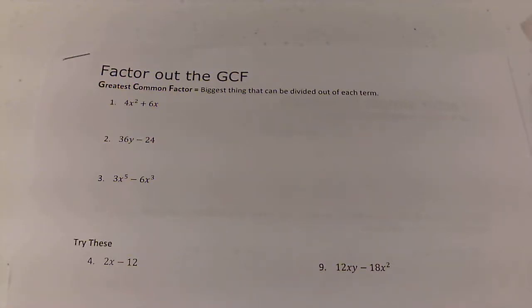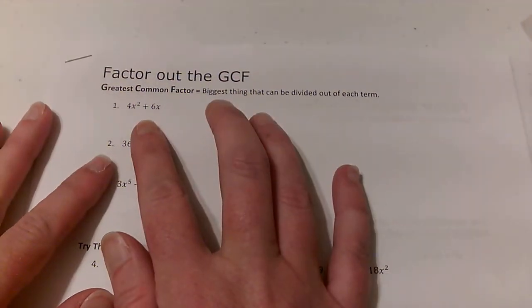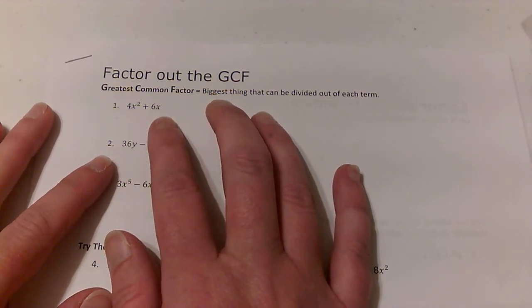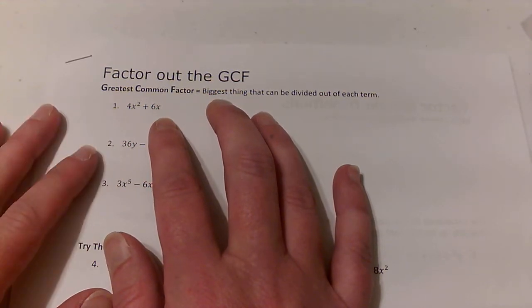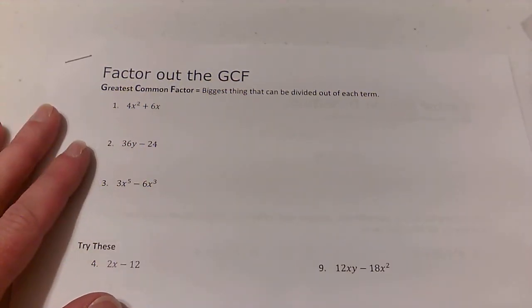So last week we spent a lot of time distributing. I mean, that's all we did. Multiplying meant to just distribute. Well, this week we're going to undistribute. So it's kind of a little game of what would have been the multiplication problem that gives me 4x squared plus 6x. So the first step is to factor out the GCF.